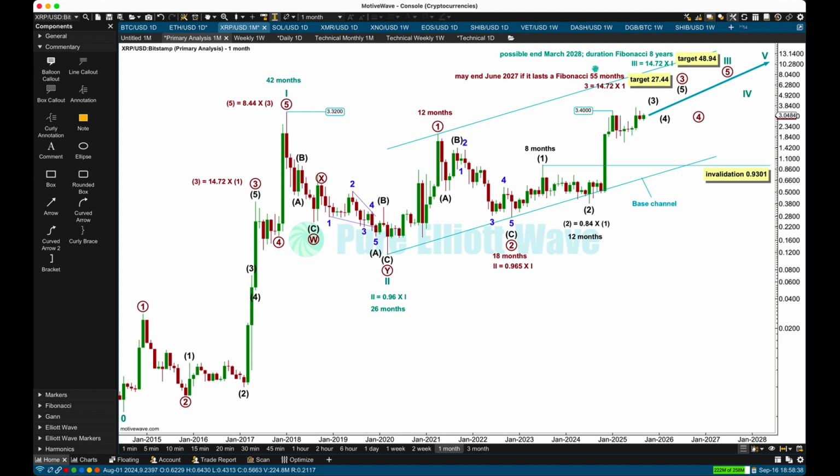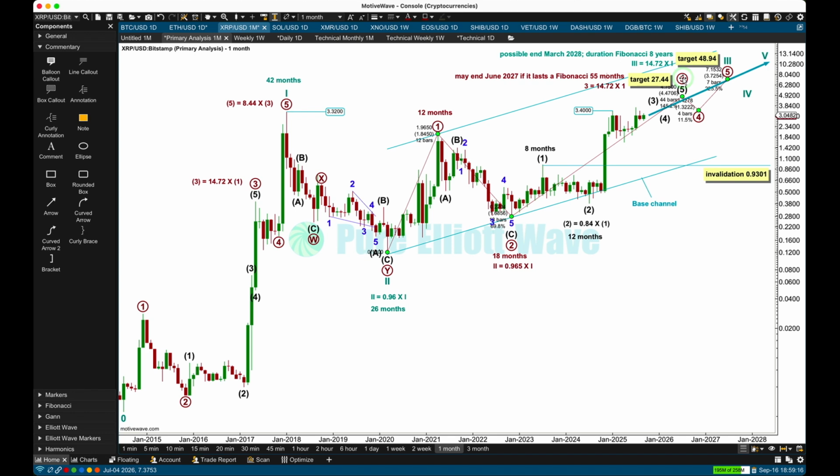If it lasts a Fibonacci 55 months, this is the next Fibonacci number in the sequence, then it may end June 2027, give or take up to 3 months either side of that date. So we'll be looking at a 6-month window, and this is how I use these time estimates. Within that 6-month window, if the structure of primary 3 is complete and the ratio of primary 3 to primary 1 looks about right, then I'll be looking for the end. Then I'll be looking for bearishness to identify the end of primary wave 3 with a complete Elliott wave structure within that 6-month window, focusing mostly around the month of June 2027.